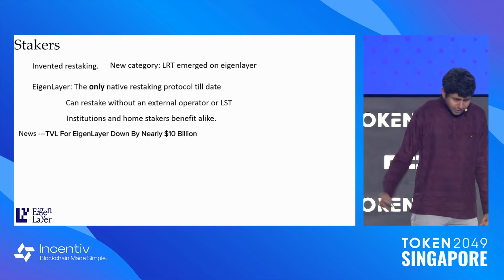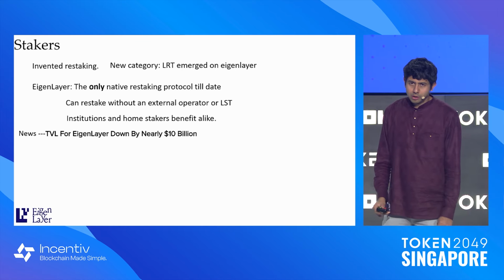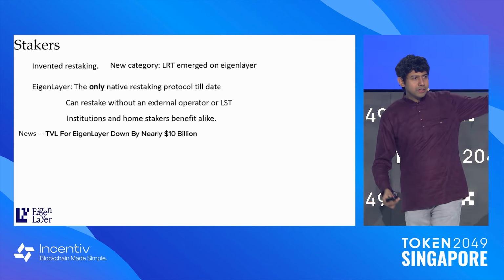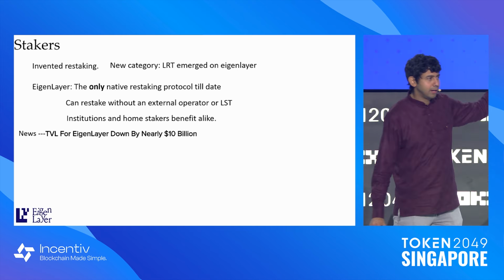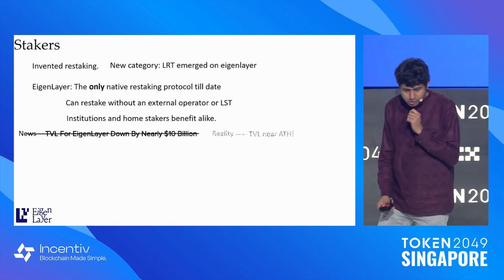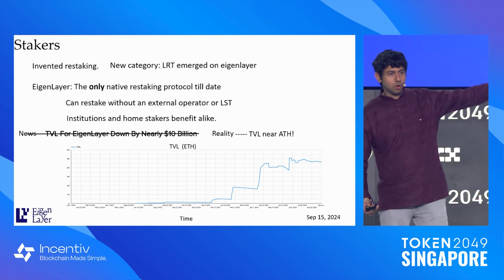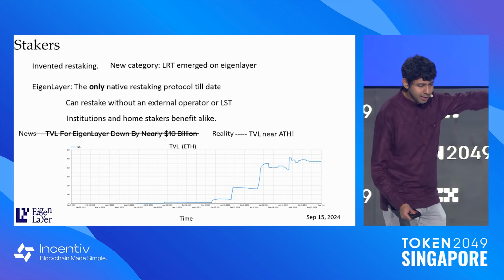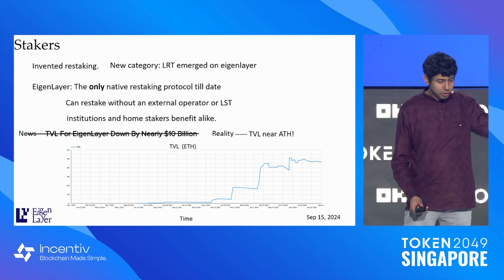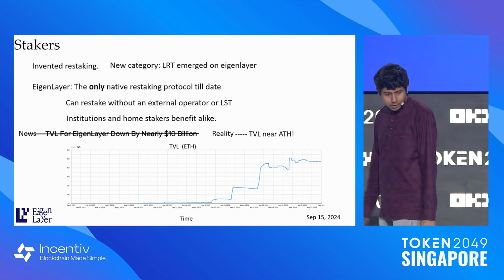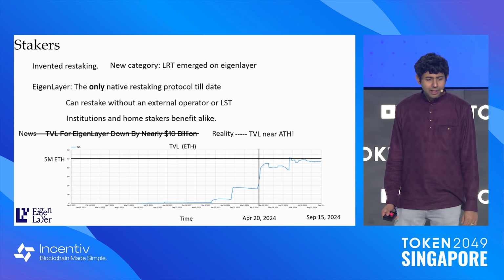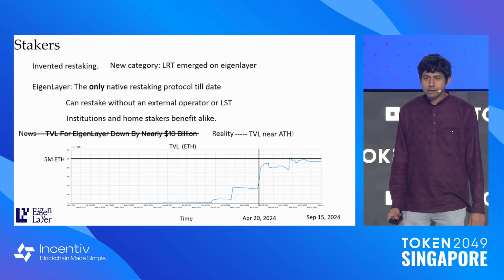So how are we doing on adoption on the staking side? You'll see news like, oh, the TVL of EigenLayer is down by 10 billion. Let's see what the reality is. Here's a plot of the TVL, the total value locked in the EigenLayer protocol over time. What you see is actually up and to the right. And why is this happening? You see it's roughly fluctuating around 5 million ETH. Why are these people saying that the TVL of EigenLayer is down?